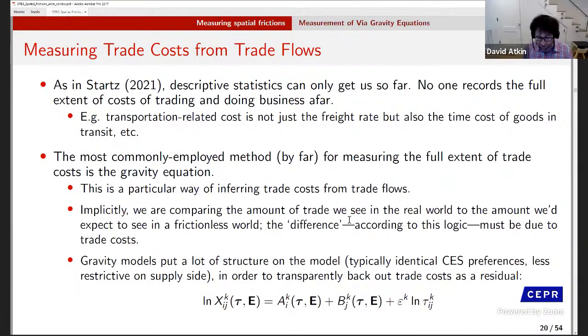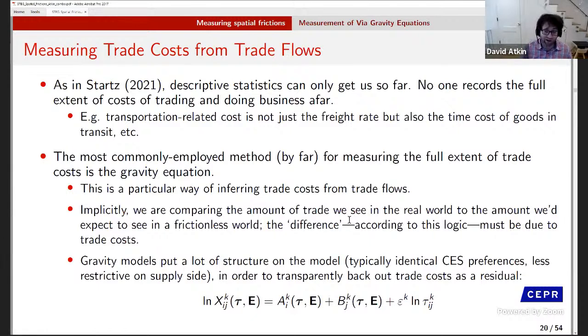For example, we may get the cost of paying the shipper to move the good from A to B, but not the time costs and the hassle costs at your end of filling out the forms. So the most commonly employed way for getting the full extent of trade costs is essentially exploiting a relationship we call the gravity equation. That's basically a relationship between trade flows and trade costs, to some elasticity, conditional on some fixed effects. It's a particular way of inferring trade costs from trade flows, where the idea is very simple: we see how much trade there is in the real world, and then we compare that to how much trade our model says there would be if there were no frictions. The difference between the trade we actually observe and how much trade there should be with no frictions must be the trade costs.